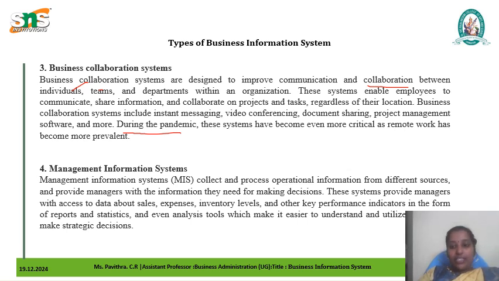To solve these kinds of problems, management information systems help us to collect and process those data more effectively and efficiently, and give the organization the information to make better managerial decisions. The management information system collects and processes operational information from different sources and provides the manager with the information they need for making appropriate decisions inside the organization.